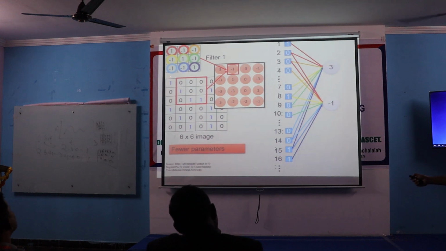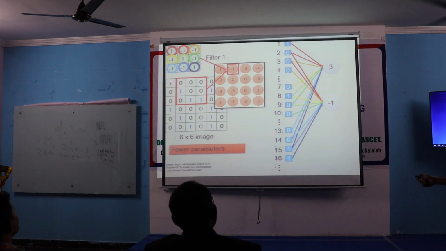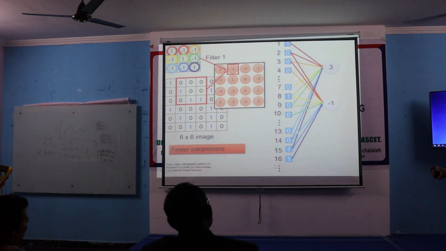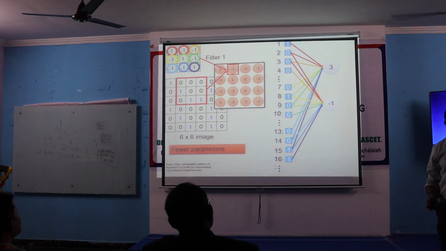I hope all of you are understanding this. You can see here, this neighborhood, if you take it, is connected to 3. The same way, this neighborhood is connected to this one. So this is simulating convolution, and that is why we call it a convolution neural network.